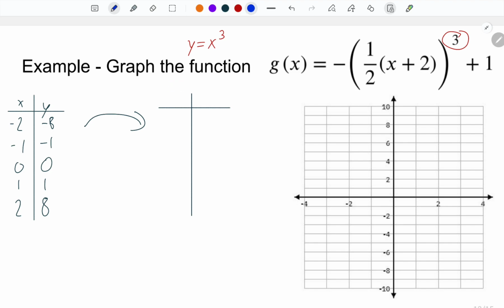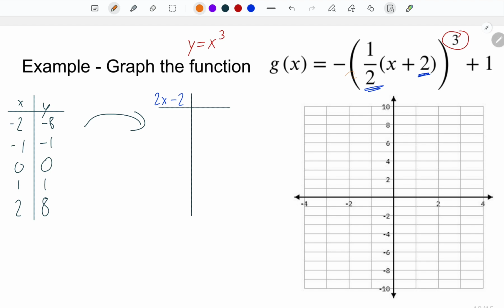We can start with the x's, so we start inside the function. We have the 1/2, which is multiplying, so that's your horizontal stretch. But it gets flipped, so it's going to be 2x. Then you have the plus 2, but remember, that gets flipped as well, so it becomes minus 2. So 2x plus 2, 2x minus 2. You're shifting 2 to the left and stretching horizontally by a factor of 2.